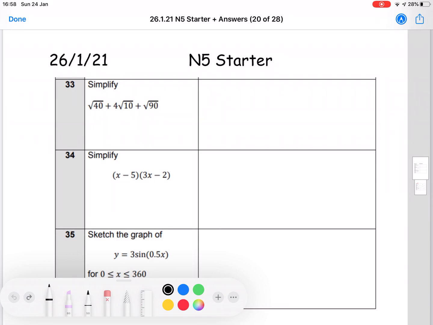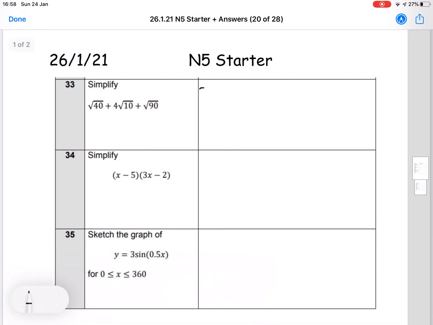So the first one, we've got root 40. We're looking to split up root 40 into two square roots where the two numbers multiply to 40 and one is a square number. So 40, we would split that into root 4 and root 10. For root 10, there's nothing we can do with, so we'll leave that as 4 root 10. And then root 90, we can split that up, and that would split into root 9 times root 10.